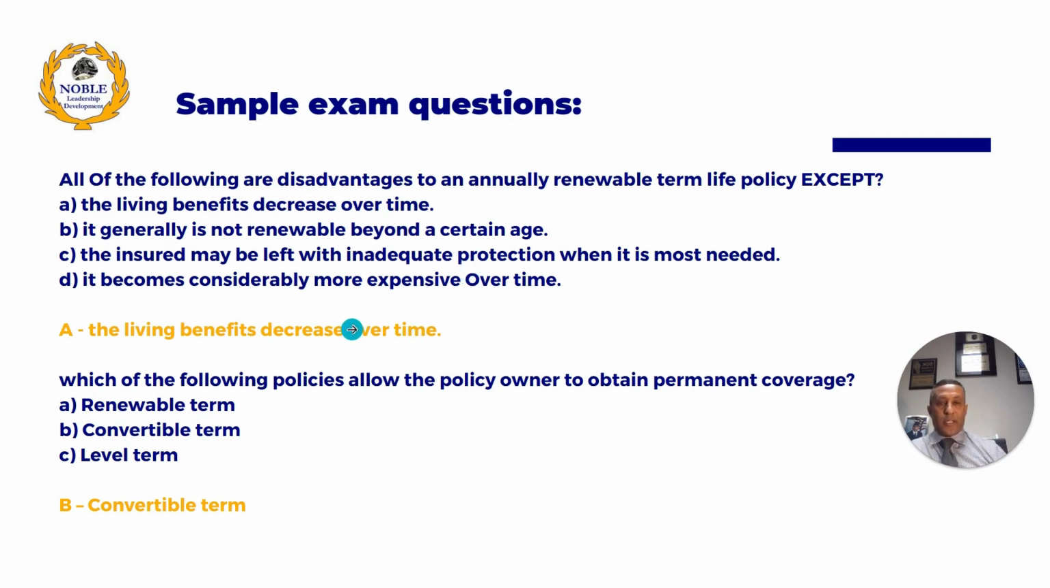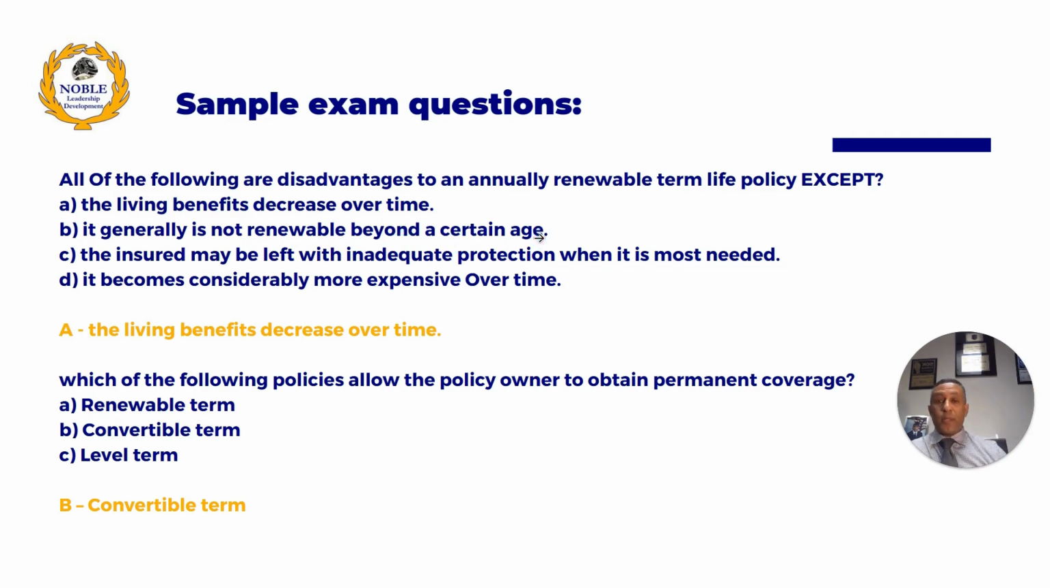They don't decrease over time, right? A renewable term gets renewed, but you pay more every time you renew it. Even though there is no proof of insurability, there is more premium every time, so it becomes more expensive. This is true: the insured may be left with inadequate protection when it's most needed, because a renewable term cannot be renewed after a certain age, right? It's generally not renewable beyond a certain age.